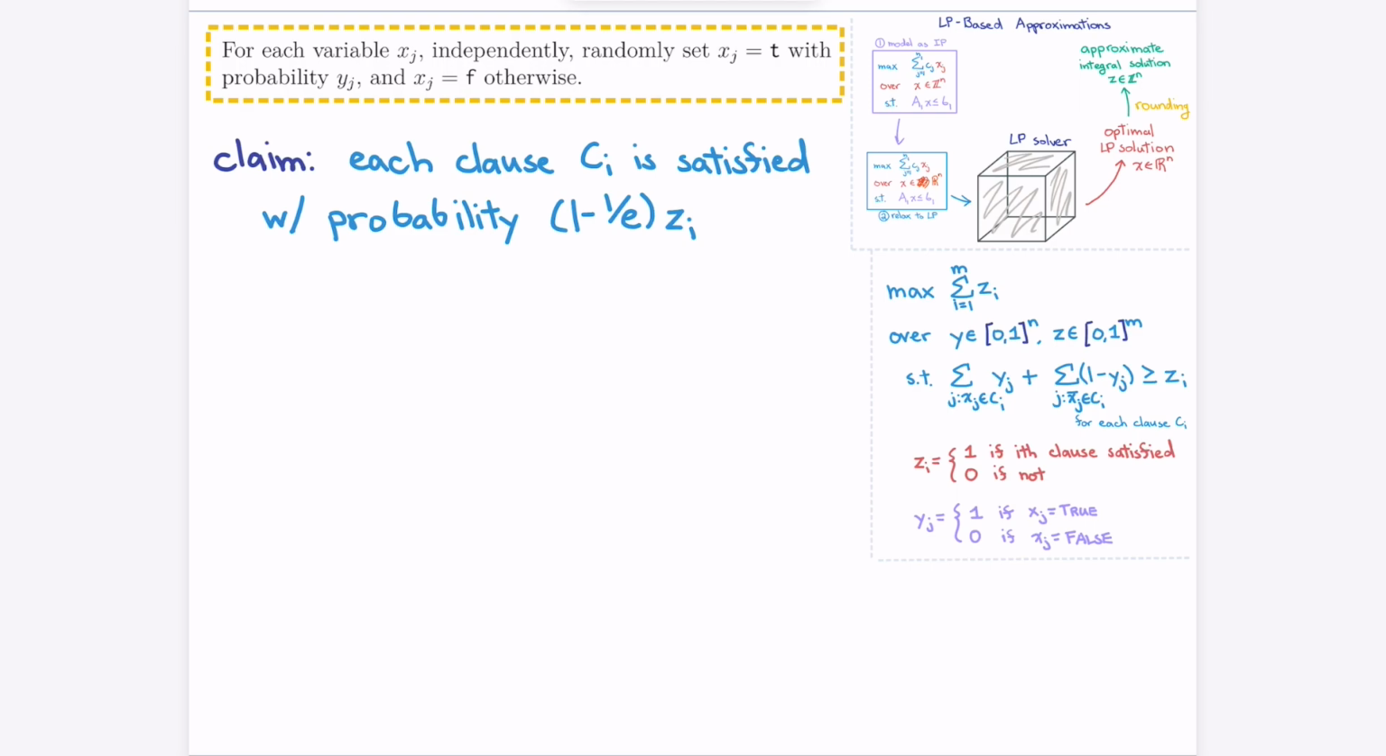Does the claim make sense? No, z is what was given to us from the LP. So the LP gave us y and z. It's the Euler's e. Yeah, well, it'll come up. Actually, it'll come up a lot in this class. You're going to be good friends with it.